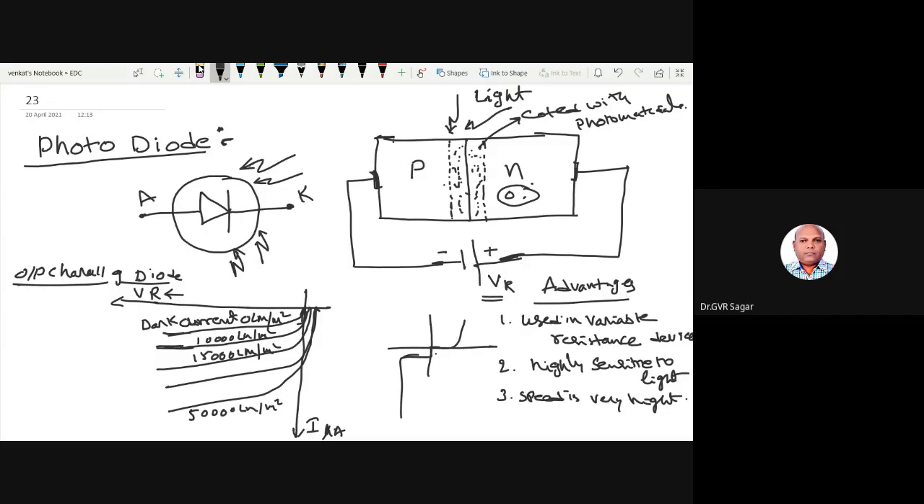And coming to applications, you can use it in a burglar alarm system. It can also be used in counting systems, as a photo detector, and in logic circuits, switching circuits, and demodulation circuits. Especially, this can be used in optical communication systems. So this is about the photodiode.